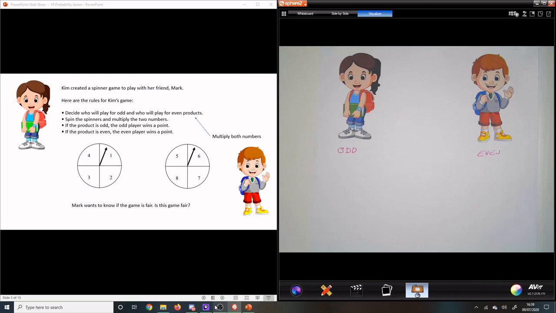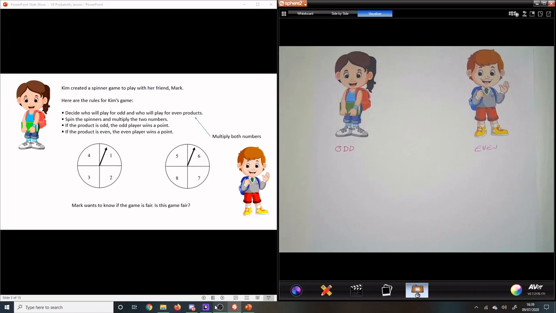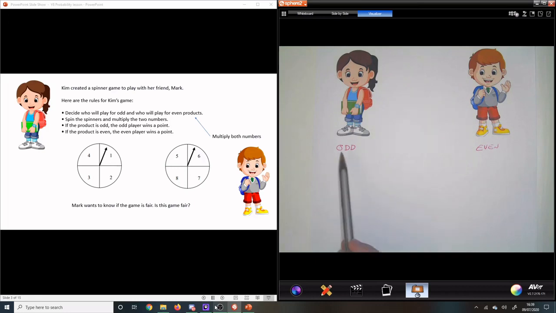Okay, so Mark wanted to know if the game is fair. So is the game fair? This is the way I would work it out. You may have come up with something different, but I'm just going to do the sums, do the maths and see how it comes out. So the first thing is I've said that Kim is going to be odd and Mark is going to be even. Doesn't matter if you've done it the other way around. And just consider what would happen when we spin the spinners.